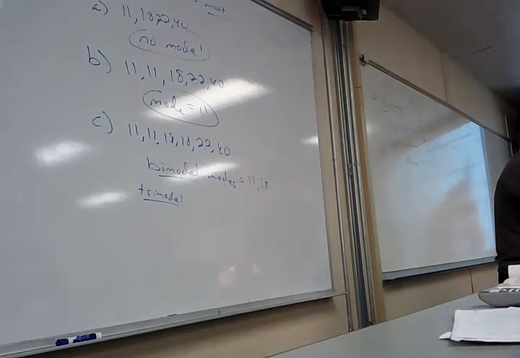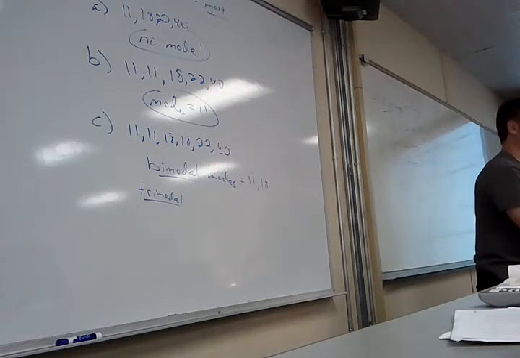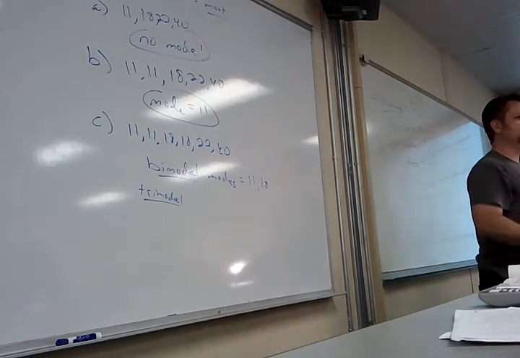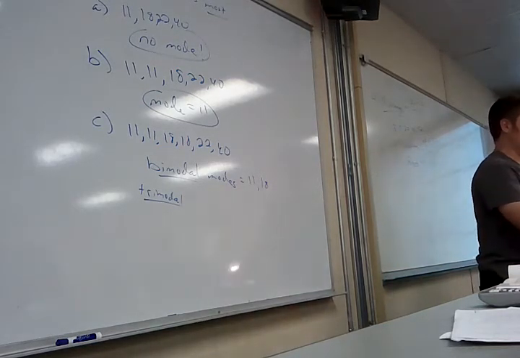The mode, is there any mode for set 1? No. No mode. And the mid-range, how would you do the mid-range? 13 plus 1. The high plus the low, divided by 2. So that's 7 also. Which doesn't always happen, right? It's kind of a coincidence, but that's all right.